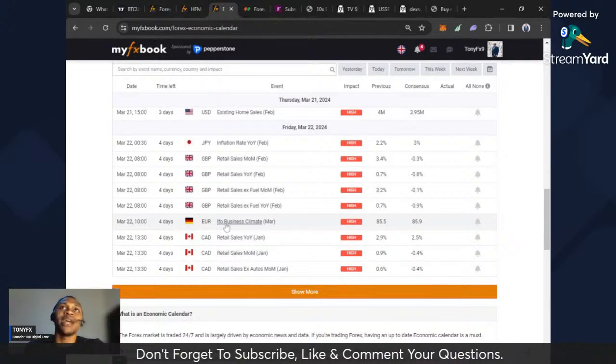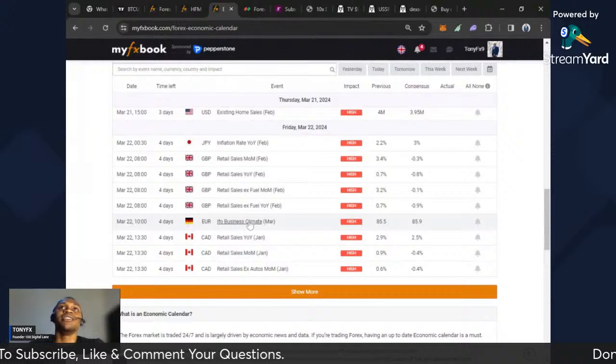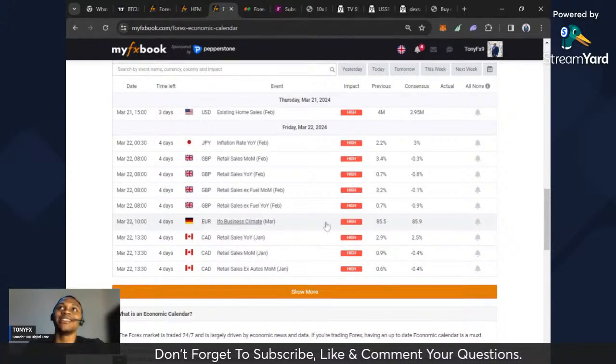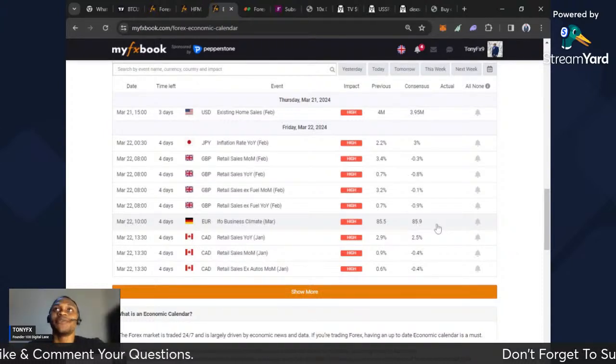which has to do with what business owners in Germany see or anticipate for the future. Do they think the future is optimistic, which is positive, or do they think that the future is pessimistic, which is negative? So if you see a figure higher than 85.9, it is good for the European pair. But if you see a figure lower than 85.9, it is bad.